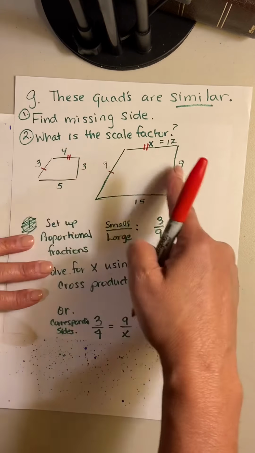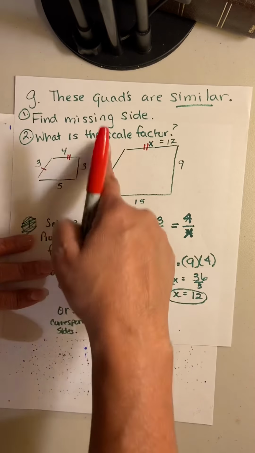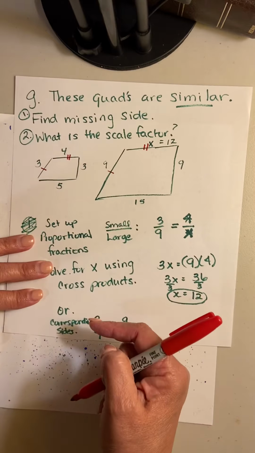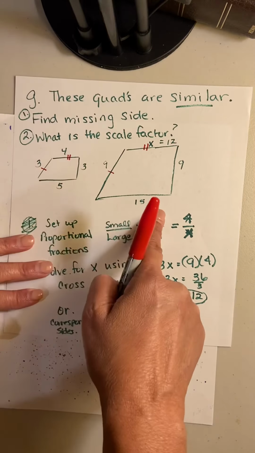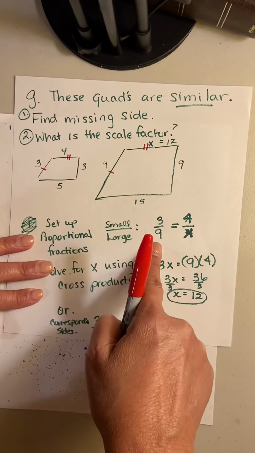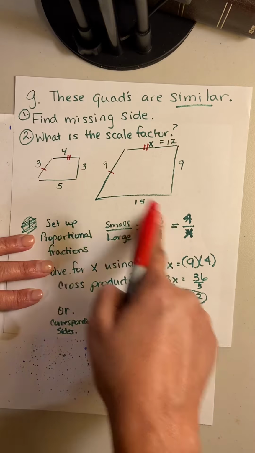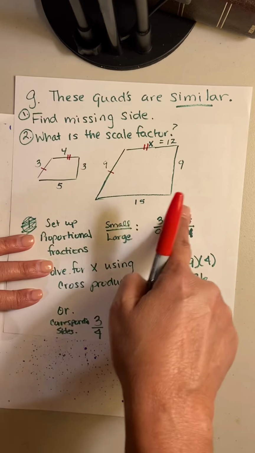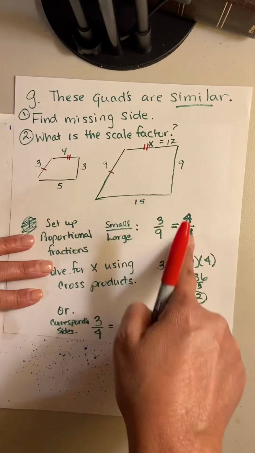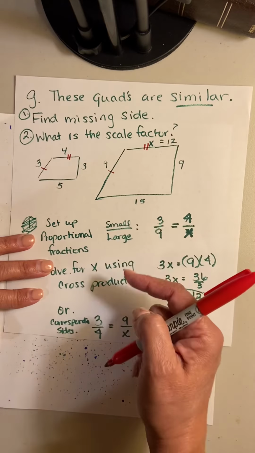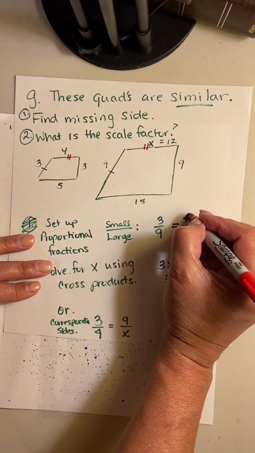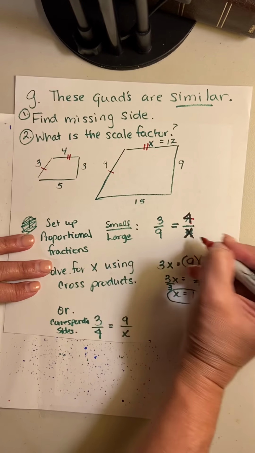I could say 3 goes with 9 and 5 goes with 15. But I wanted to start with these two sides. I said this side 3 corresponds with 9. And I said this side 4, the small one, corresponds with X. You can see I already messed up a little bit, but I think you can figure that out. Let me make sure I put that as a 4 and this is X.